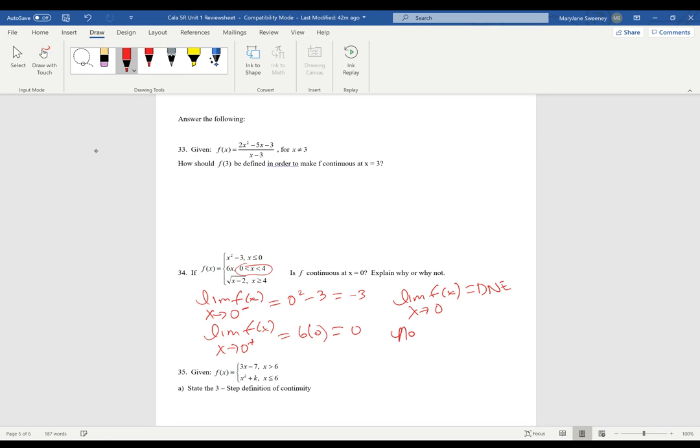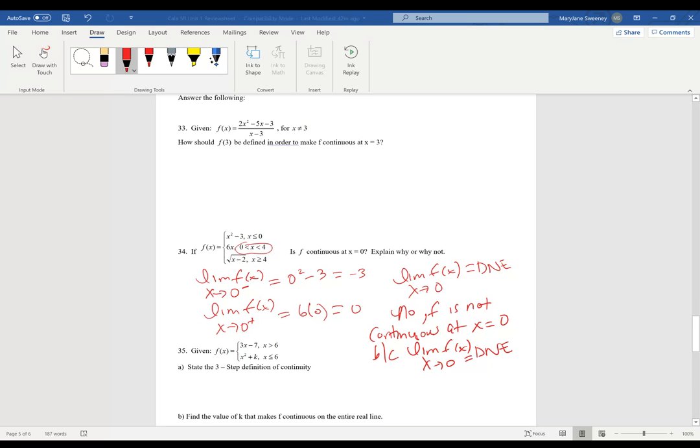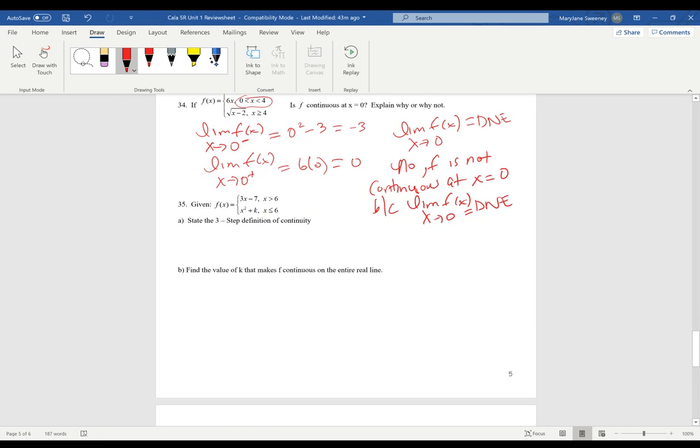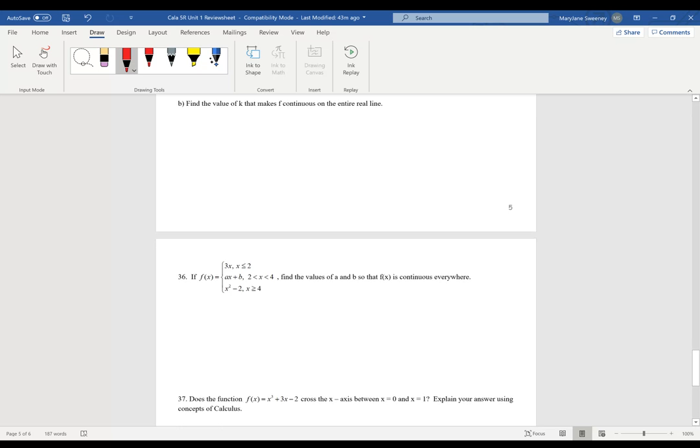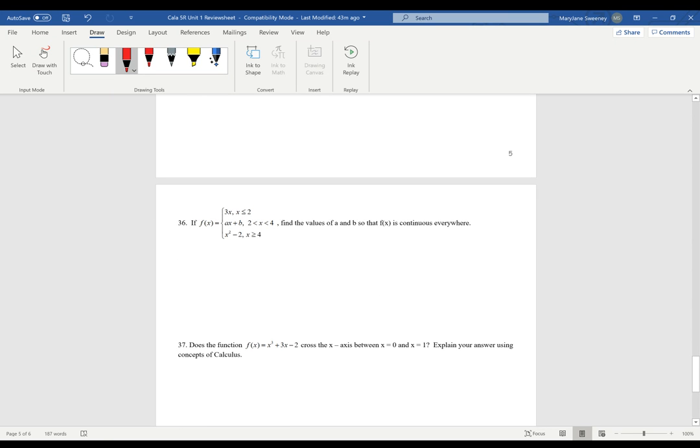So no, f is not continuous at x equals 0 because the limit of f of x as x approaches 0 does not exist. So that fails one of the parts of the three-part definition of continuity. If the limit does not exist at 0, then it cannot be continuous at 0.